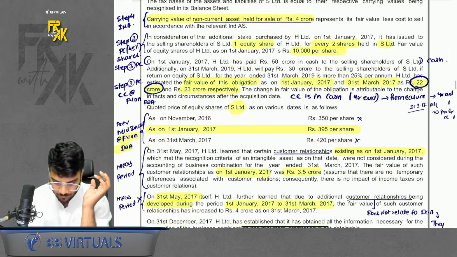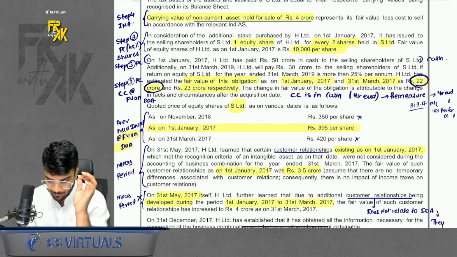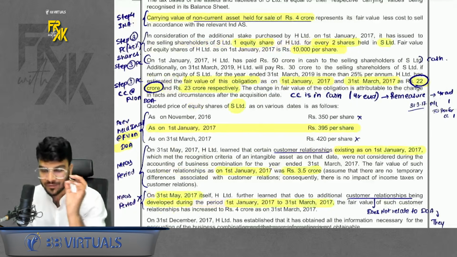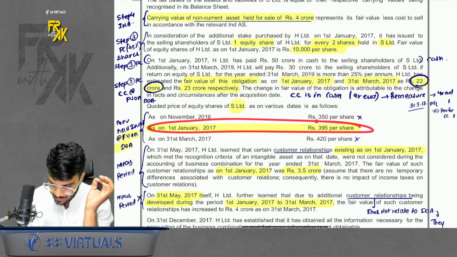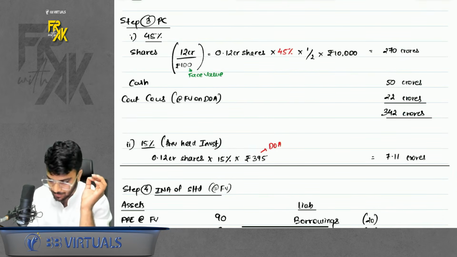Then information of share price of subsidiary is given. Why is it given? To measure our previous investment. 15% you had previously. This 15% you will measure at the fair value on date of acquisition. So out of this, the middle value is relevant for you because this is the date of acquisition. So you will get the value of previously held investment also.